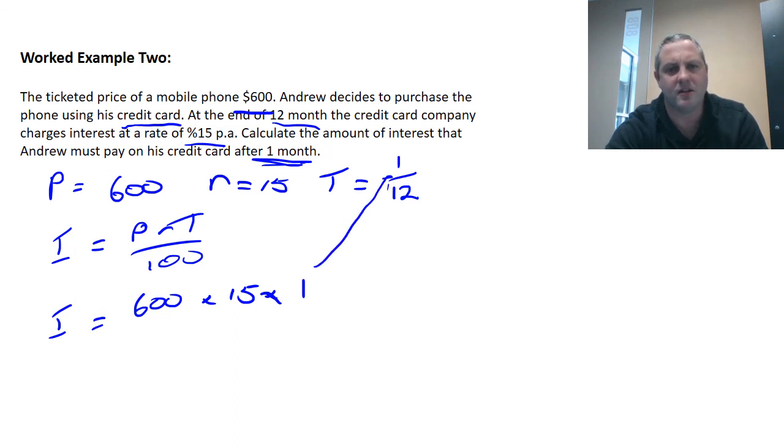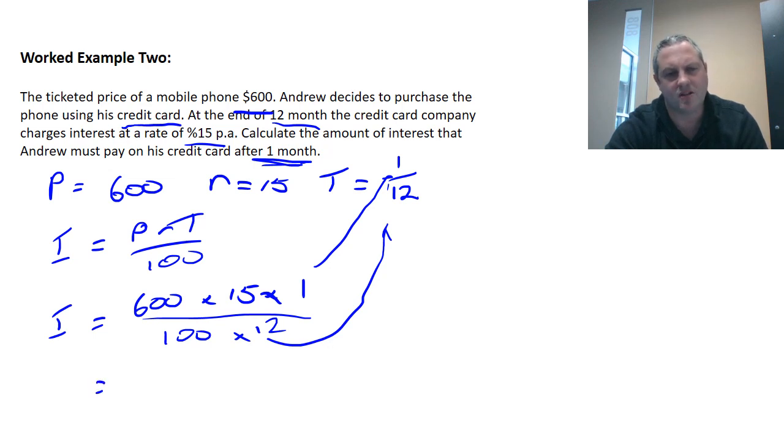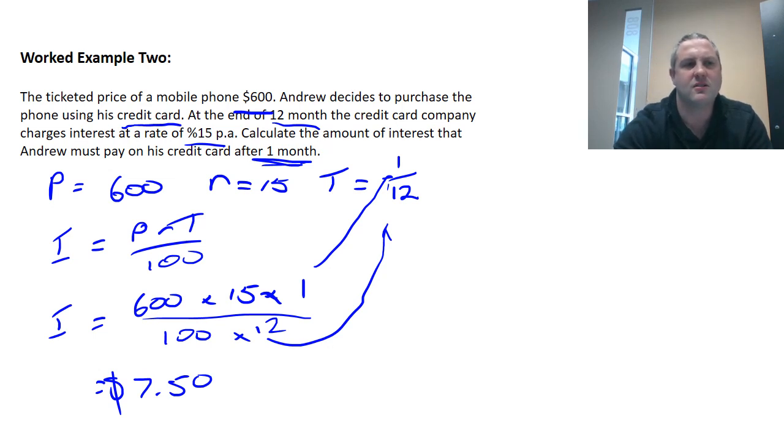Now this is going to go over 100 like normal, but next to it we're going to times it by 12, to represent the months. When you put that in your calculator, you're going to have $7.50. That means monthly you're going to have $7.50 extra that you have to pay.